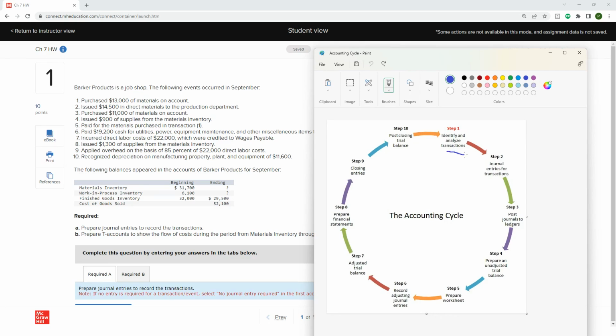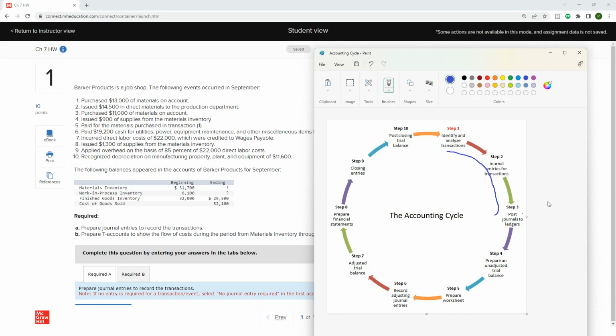The next step is to create the journal entry. Remember that the journal entry is going to have at least a debit and a credit, sometimes more than one debit, sometimes more than one credit. And remember that these journal entries have to balance. So if you have $100 worth of debits, you also have to have $100 worth of credits.